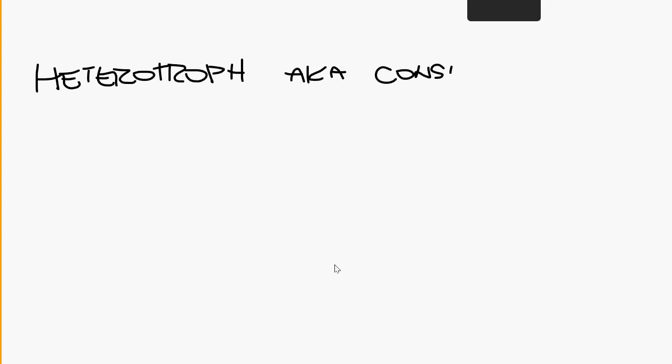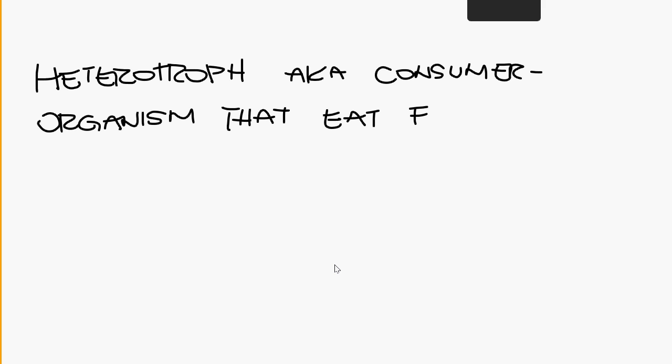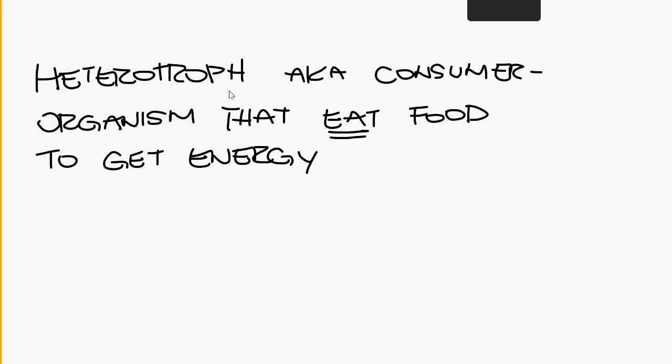A heterotroph, also known as a consumer, are organisms that eat food to get energy. The autotroph can produce its own food, whereas the heterotroph has to eat food for energy.